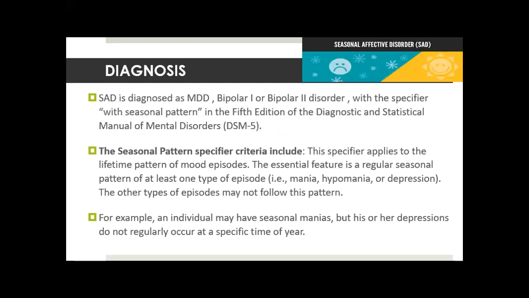Diagnosis. Seasonal affective disorder is diagnosed as major depressive disorder, bipolar 1 or bipolar 2 disorder with the specifier with seasonal pattern in the 5th edition of the Diagnostic and Statistical Manual of Mental Disorders. The seasonal pattern specifier criteria include: this specifier applies to the lifetime pattern of mood episodes. The essential feature is a regular seasonal pattern of at least one type of episode, that is mania, hypomania, or depression. The other types of episode may not follow this pattern. For example, an individual may have seasonal manias, but his or her depressions do not regularly occur at a specific time of the year.